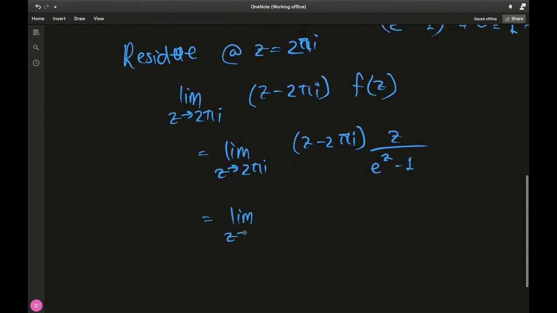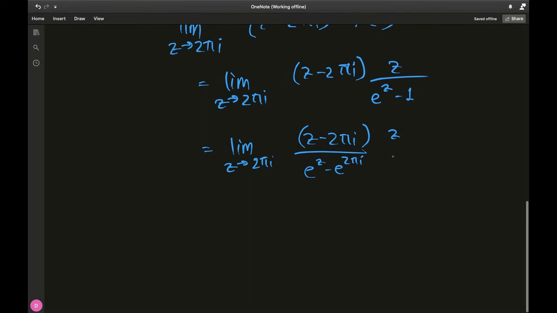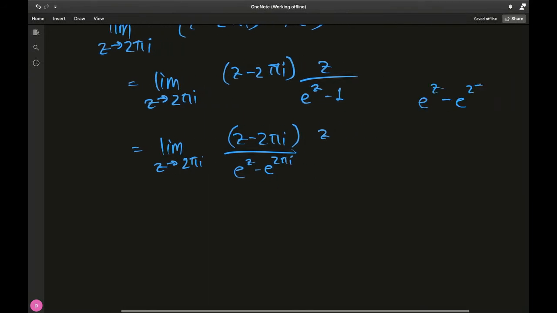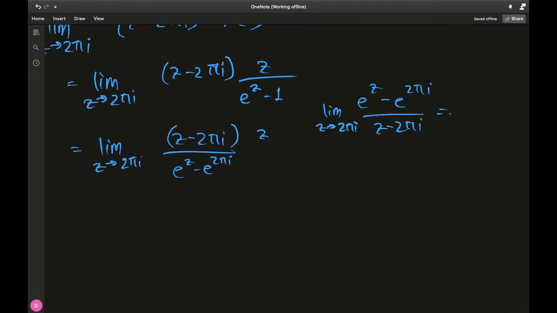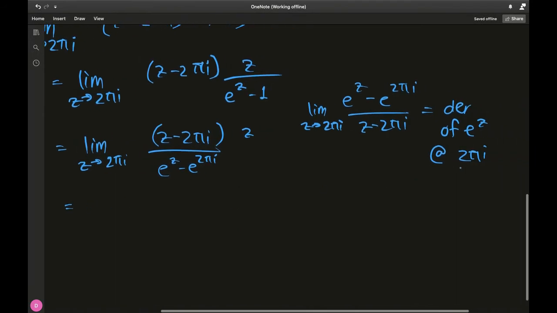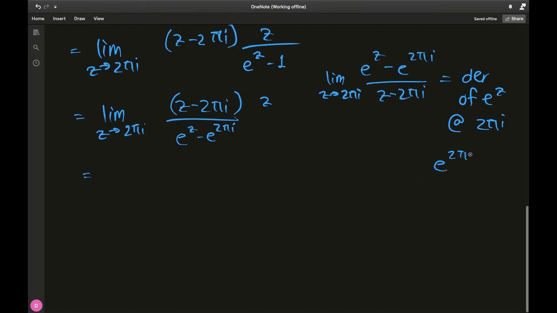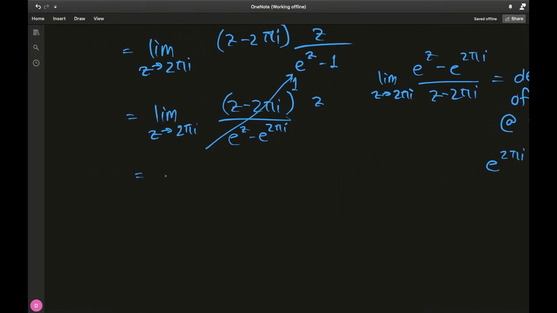Well, we can write 1 as e to the 2 pi i, and notice we have a derivative in the denominator over here. We have e to the z minus e to the 2 pi i over z minus 2 pi i in the limit as z goes to 2 pi i in the denominator. And this is actually the derivative of e to the z evaluated at 2 pi i. The derivative of e to the z is just e to the z, evaluated at 2 pi i. So e to the 2 pi i is going to be 1, so this goes to 1. So we have the limit as z goes to 2 pi i of z, which is going to be 2 pi i.